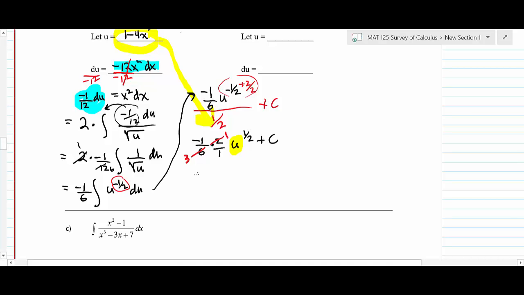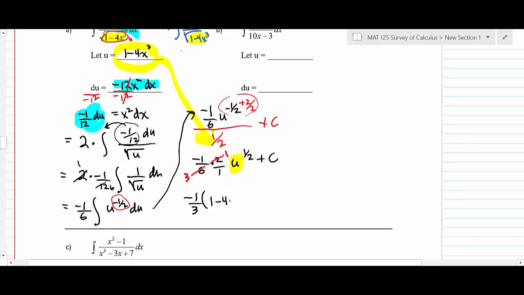You want to plug back in that u from your substitution. So the final answer is going to be negative 1/3, and then 1 minus 4, and let's see, the u was 1 minus 4x to the 3rd to the 1/2 plus c. That is your answer.